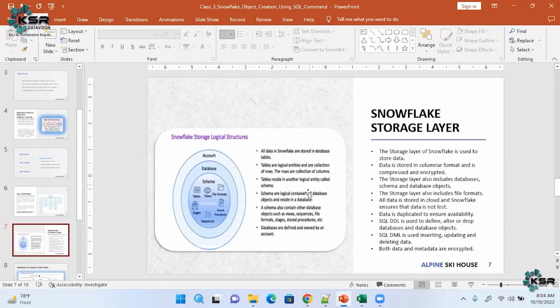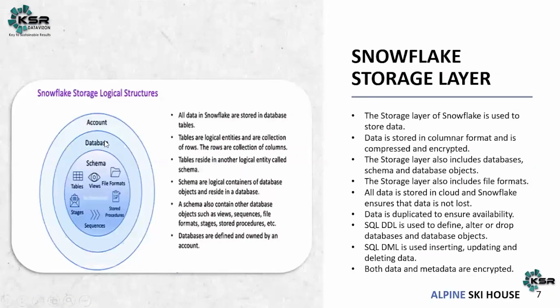Okay, so let's read out these comments, right? Schemas are logical containers of database objects and reside inside the database. You see this circle: the schema is inside the database, and the database is inside the account. The next one says a schema also contains other database objects like views, sequences, file formats, stages, stored procedures, etc. So there are different concepts, and they all reside under a schema. And databases are defined and owned by an account. Definitely, you can see the database is inside the account, right?